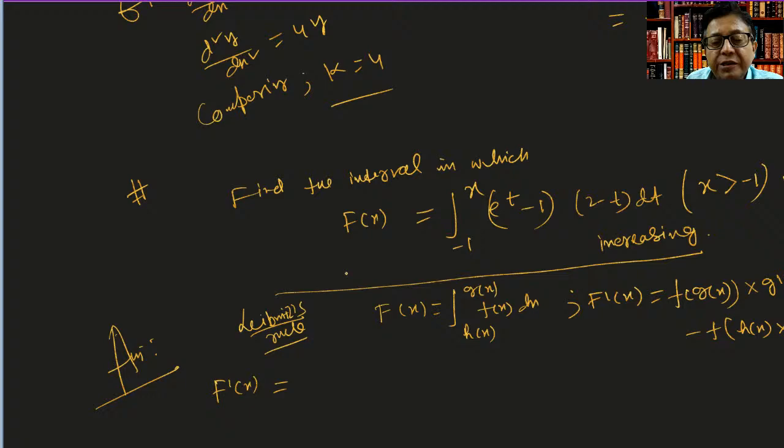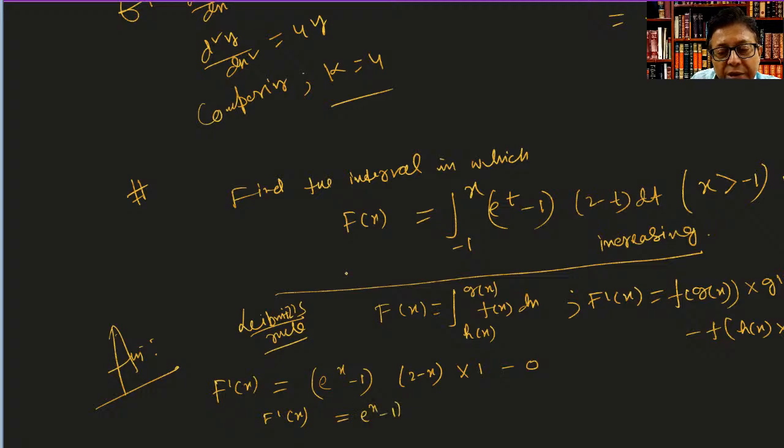This is 2 minus t. Replace t by x. Derivative of x is 1. You need not do the lower part because lower part is a constant: h(x) is minus 1, its derivative will be equal to 0. That's why we will ignore it if there is a constant. So done. So f dash x is now e to the power x minus 1, 2 minus x. Okay.